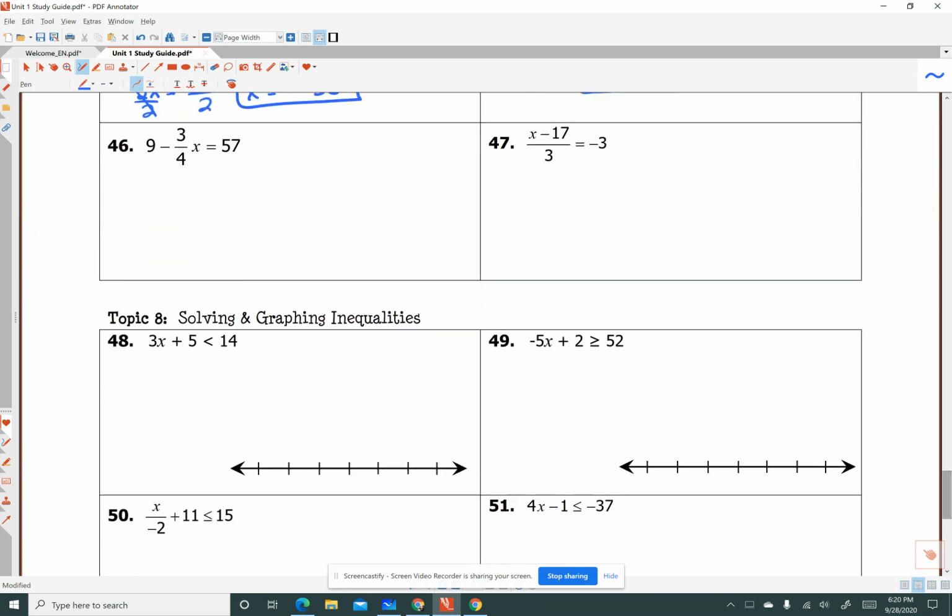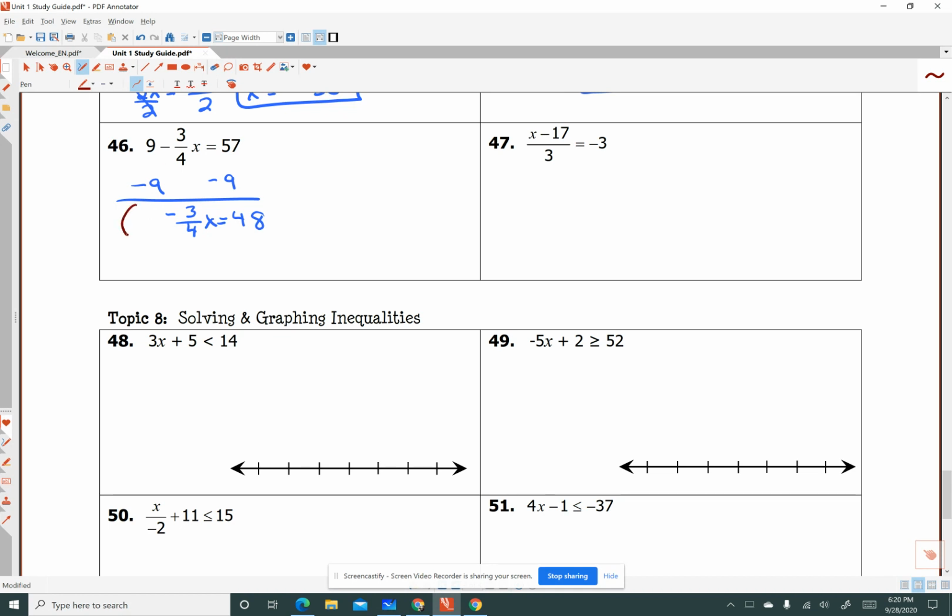Okay, here, the next one, I think the first thing I'll do is subtract 9 from both sides. And now I have negative 3/4 x equals 48. So let's do it the other way this time. I told you that there was kind of a couple of different ways of doing this. Let me just clean up a little bit here so I have some room.